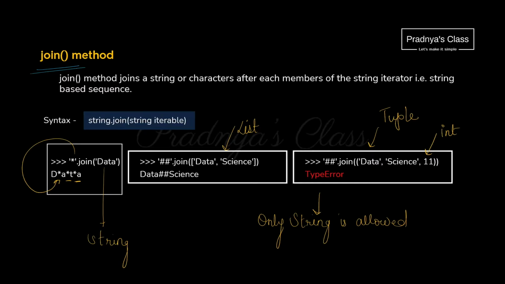The next method is join. From the name itself, we will understand what it will do. It will join a string or a character to the main string. Look at this simple example. We want to join a star to this string. So in between every character, the star will get inserted or joined. If it is a list, in between the elements it will get joined. Make a note of it. The data should be of string type. If you are providing any integer value in between, then you will get an error.